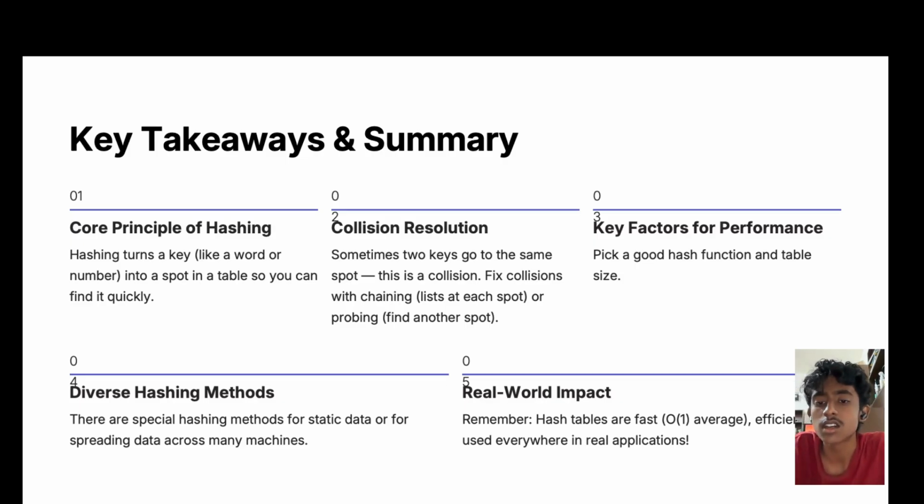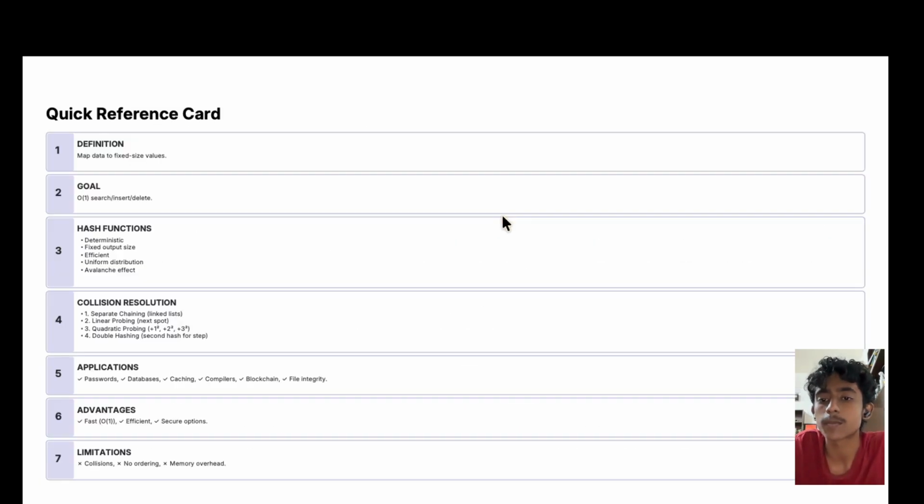To summarize our key takeaways, the core principle of hashing is turning a key into a spot in a table so you can find it quickly. Collisions happen when two keys go to the same spot, and we fix them with chaining or probing. Performance relies heavily on a good hash function and table size. There are diverse hashing methods suited for different systems. More importantly, hash tables are fast, efficient, and used everywhere in real applications.